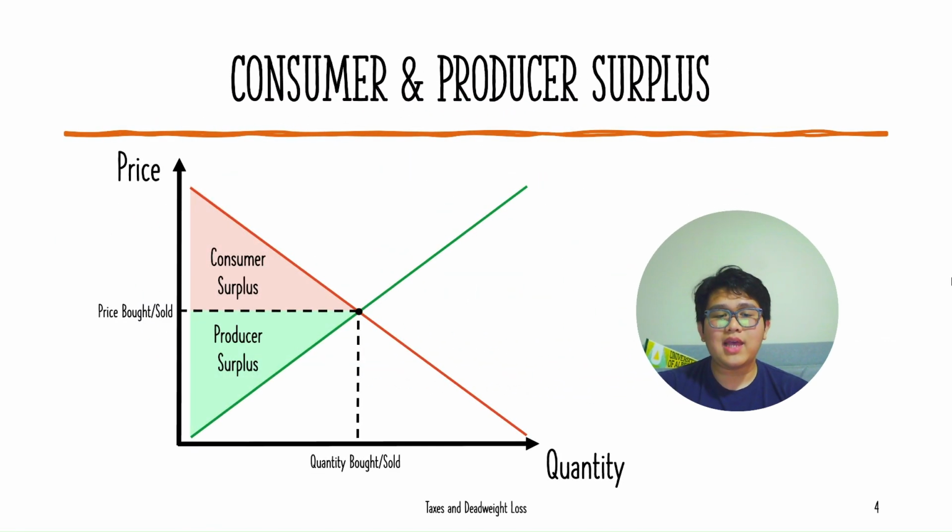Consumer surplus is shown as the area underneath the demand curve, right up until that line that shows the price at which the good was bought. Producer surplus, on the other hand, is the area above the supply curve, right up until that line that shows the price at which the good was sold.